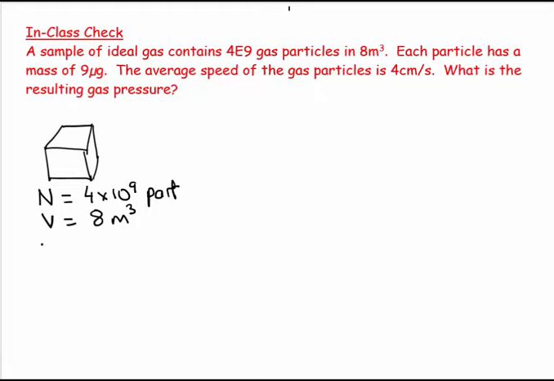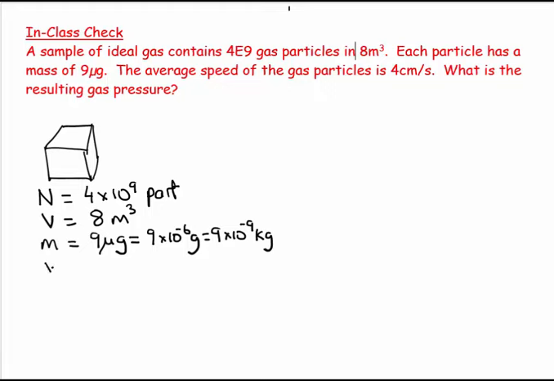And then the mass. Well, the mass is given as 9 micrograms, which equals 9 times 10 to the minus 6 grams, which equals 9 times 10 to the minus 9 kilograms. And we have to be in kilograms for our equations to work.